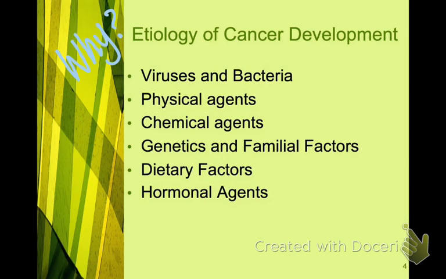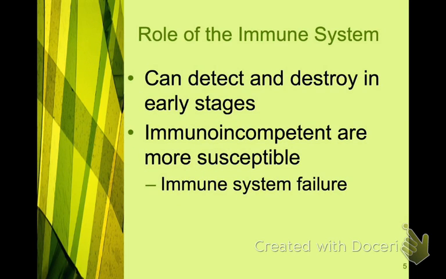So this is kind of the why. Why does it happen? There's a bunch of different reasons, and like I said, sometimes people don't even know why. But our immune system, I told you we were going to talk more about that, definitely plays a big role. Remember when we were talking about how our body has self and non-self cells? The immune system has the ability to distinguish between self and non-self cells.